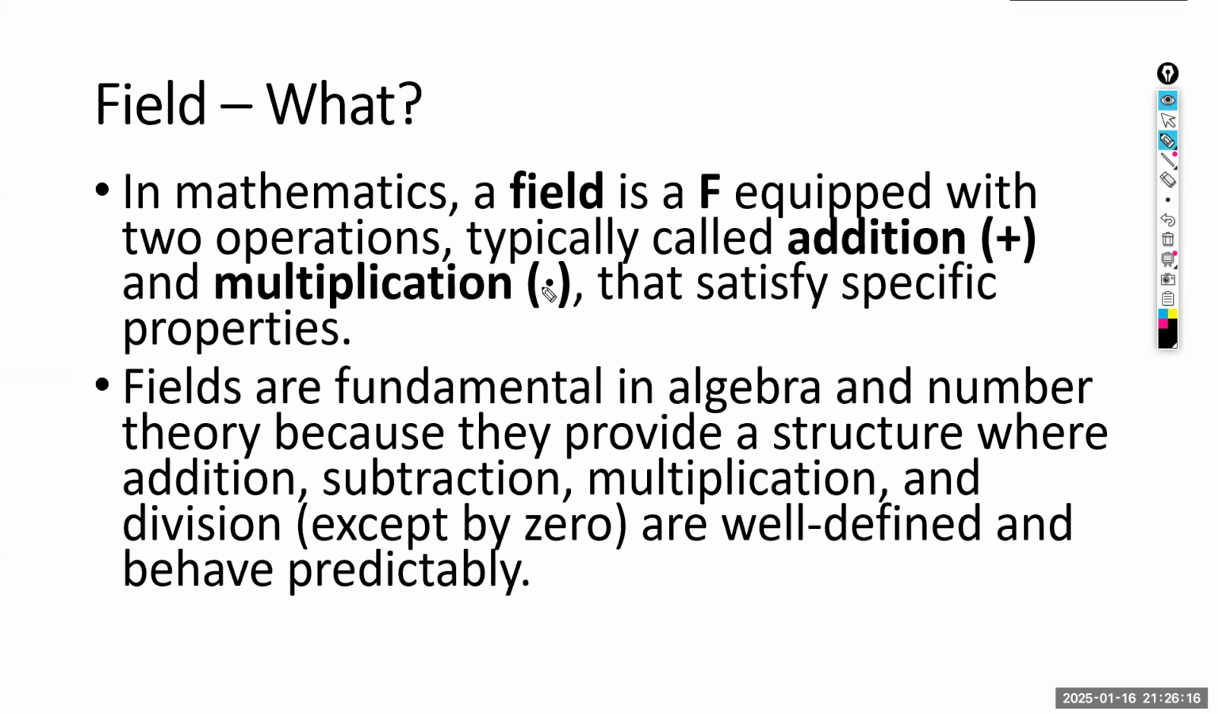In mathematics, the field is denoted by capital F, equipped with two operations, called addition and multiplication. If a particular set of things satisfy or support the add operation and multiply operation, we call it a field. So when we say addition, implicit subtraction is there. When we say multiplication, implicit division is also there.